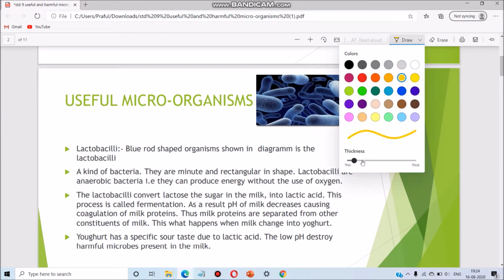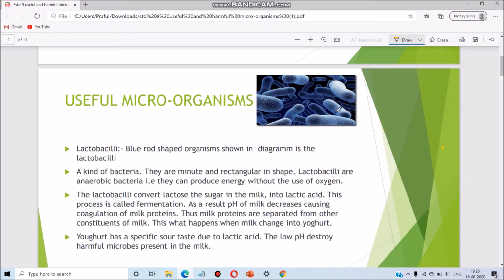First is the Lactobacilli. Lactobacilli is a blue rod-shaped organism shown in the diagram here, a kind of bacteria. They are minute and rectangular in shape. Lactobacilli are anaerobic bacteria, meaning they do not respire in the presence of oxygen. They can produce energy without the use of oxygen.